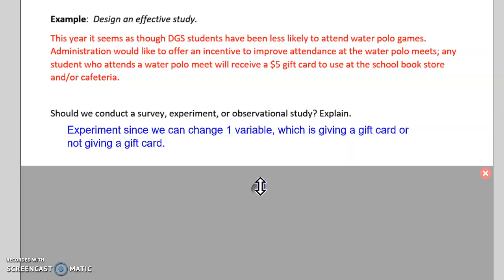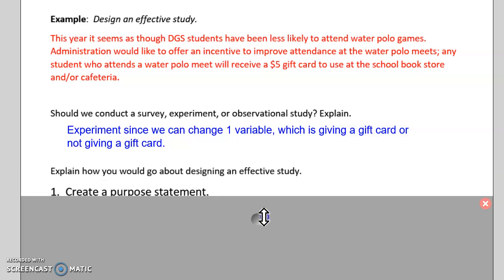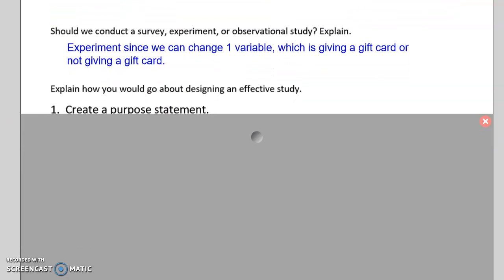For something like this, we can do an experiment, because when we do an experiment, you're basically changing one variable. So the variable that we could change is giving a gift card or not giving a gift card. Okay. All right, so let's go through the 5 steps of creating an effective study.